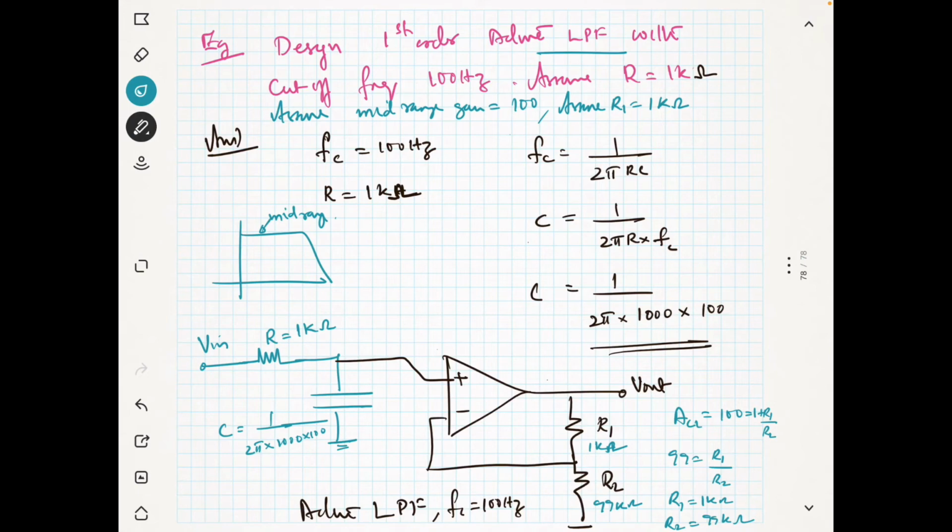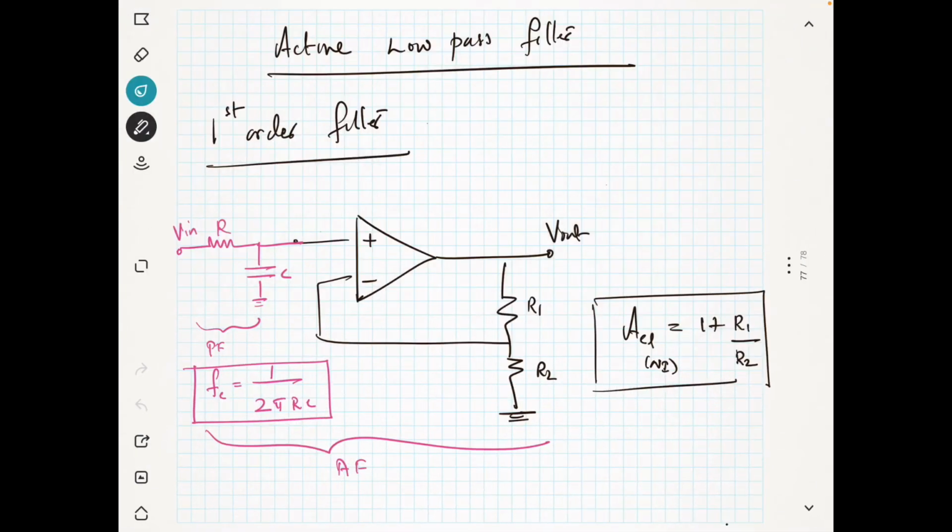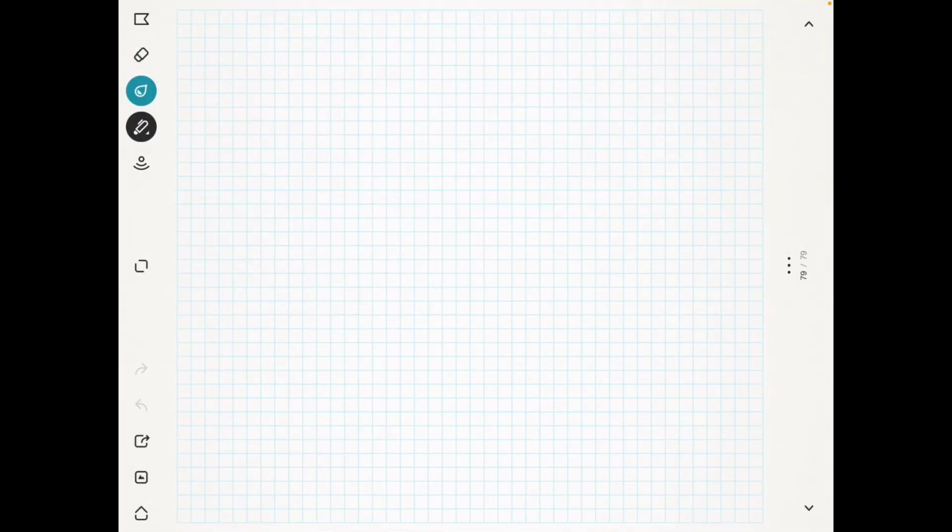Now, we will see a second order. So, this is a first order filter. This order is 1. That means you have only one pole. Now, we will see the second order filter, second order low pass filter, which is an active filter. We will see a second order filter.